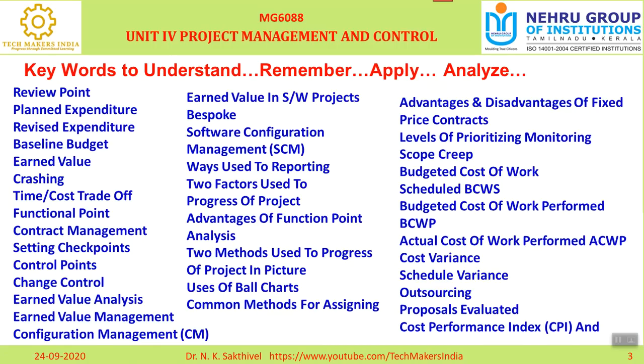Next one is schedule performance index. The schedule performance index is the ratio of work performed to work scheduled. That means budgeted cost of work performed divided by budgeted cost of work scheduled, BCWS. Like this, different mechanisms and technologies we can discuss and study.